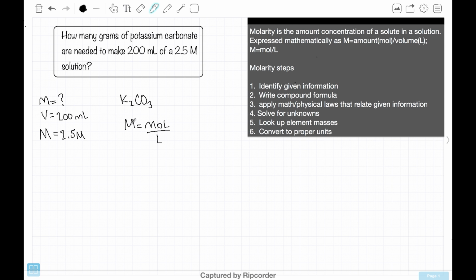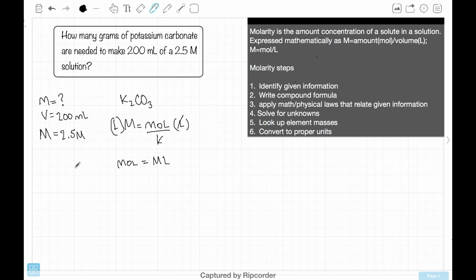We've been given the molarity and we've been given the liters, so now we have a path to take to be able to find the grams. So we're going to solve for moles and convert that over to grams. In order to do that, we're going to have to change this equation a little bit. I'm multiplying by liters. The liters on this side of the equation cancel, and your new equation is moles equals molarity times liters.